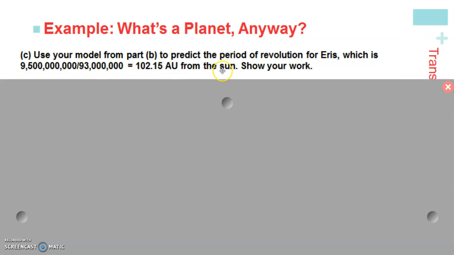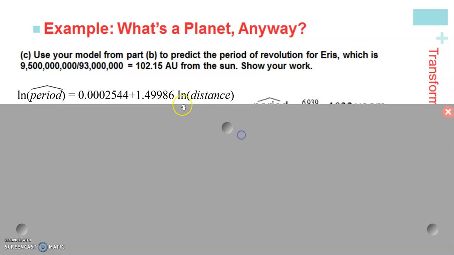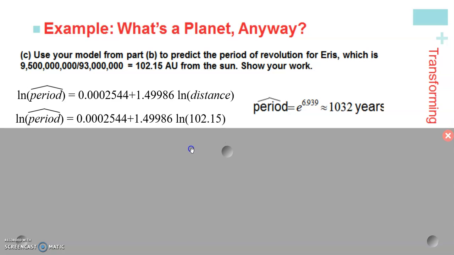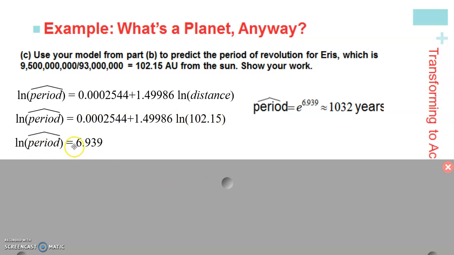Next, let's predict the period of revolution for Eris, which is about 102.15 astronomical units from the sun. So what I can do is plug in 102.15 into this equation right here for distance, because that's how far away it is. So I can use my calculator to evaluate that. I get 6.939, which is the ln hat of period equals 6.939.